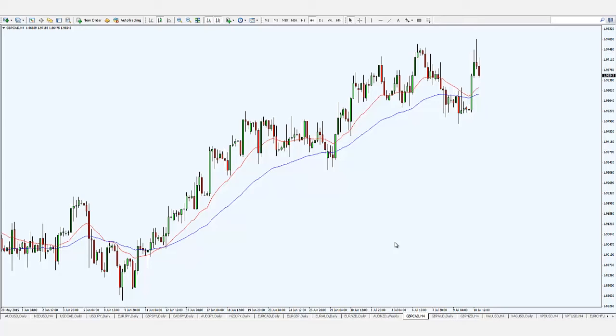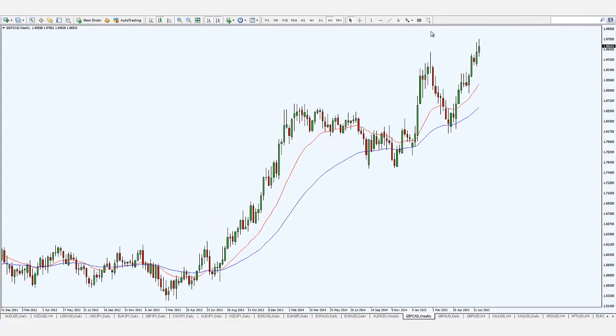And another thing to take note of is profit targets. When you're doing counter trend, be more conservative in your profit targets. So let me show you an example. This is the chart of pound Canadian weekly. You can see it's very clear that the trend is up, right? You have higher lows, higher lows with higher highs, and higher highs.